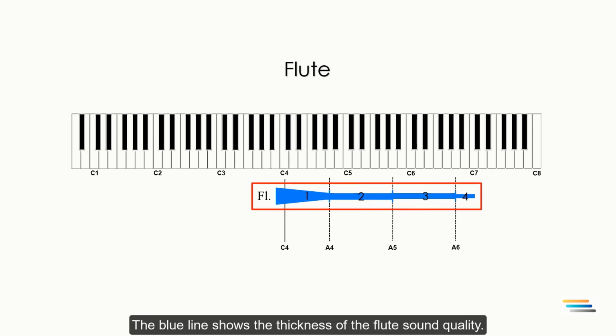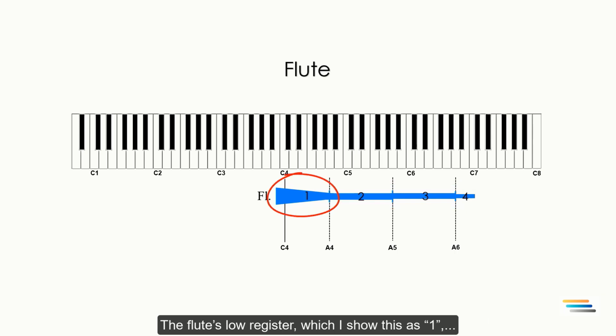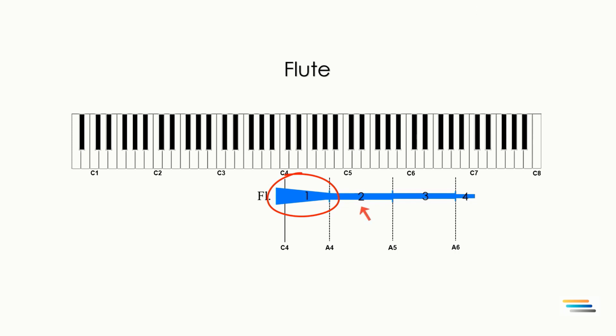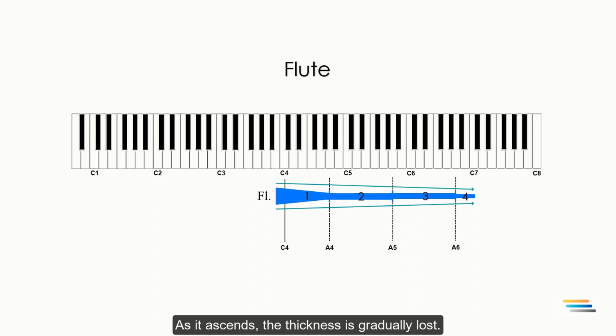A graphical scheme is adapted from Korsakov's book. The blue line shows the thickness of the flute sound quality. The flute low register, which I showed as one, is from B3 to G sharp 4, or from C4 to G sharp 4, depending on the flute model. This register has a very thick and warm sound quality. Unlike other woodwind instruments, its first register is also soft like the second one. As it ascends, the thickness is gradually lost.